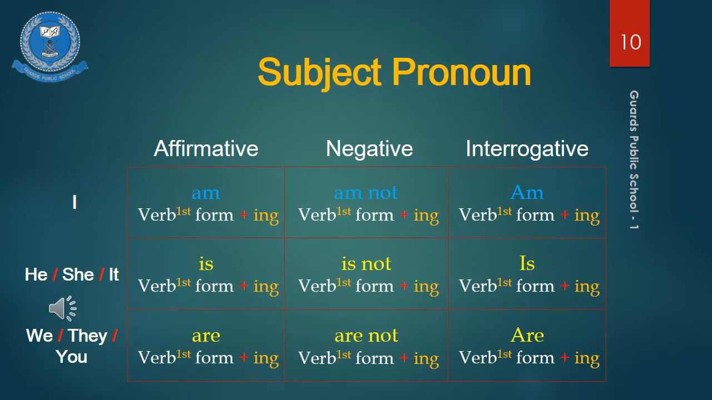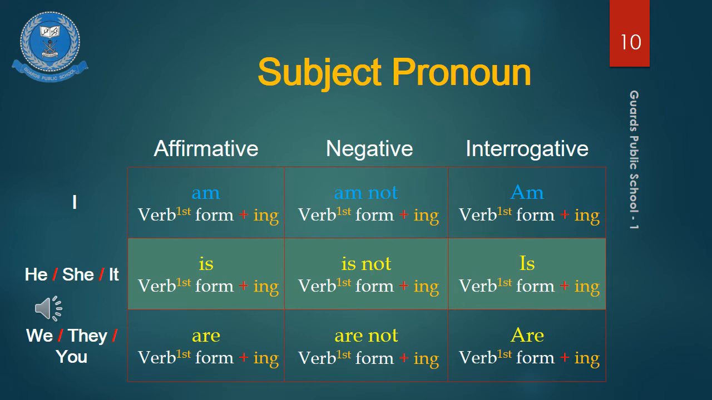Rules for subject pronouns are the same for affirmative, negative and interrogative, but the key points to remember are these. Forming sentences using subject pronoun like I. For affirmative, we use am as our helping verb and ing with first form of verb. For negative, we use am not as our helping verb and ing with first form of verb. For interrogative, we use am as our helping verb and ing with first form of verb.